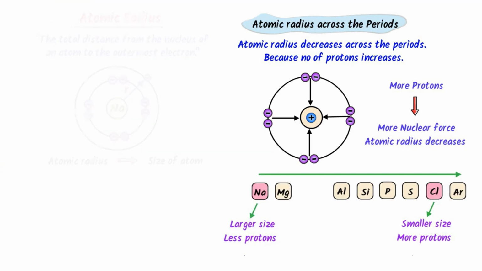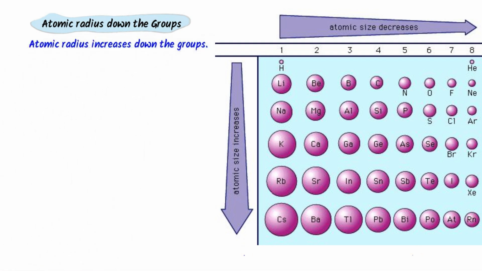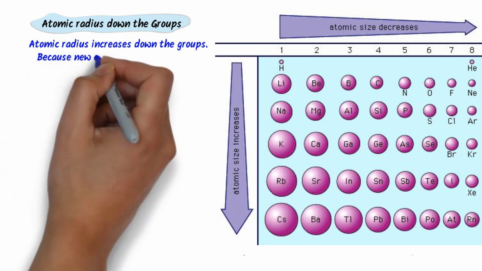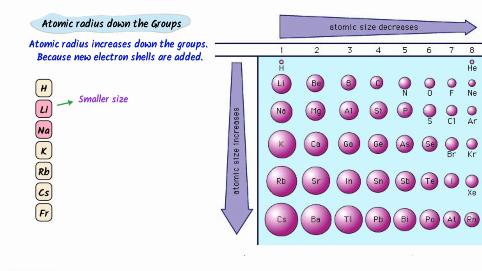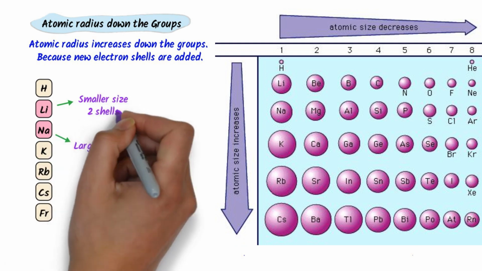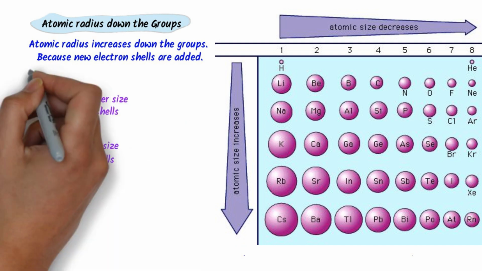Now we will learn atomic radius down the group. Remember that atomic radius increases down the group. It is because new electron shells are added. As a result of this, the size of atom increases. Now consider the first group of the periodic table. Here, lithium has smaller size than sodium. It is because lithium has 2 electron shells while sodium has 3 electron shells.